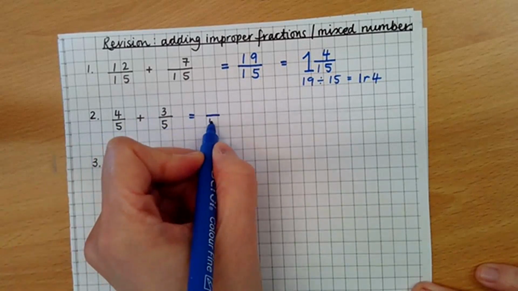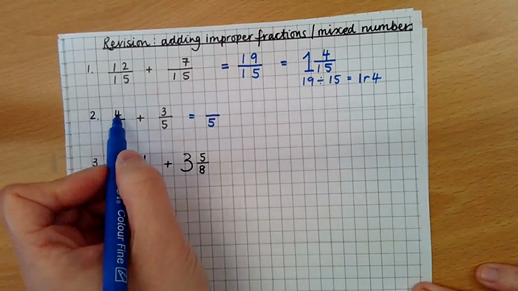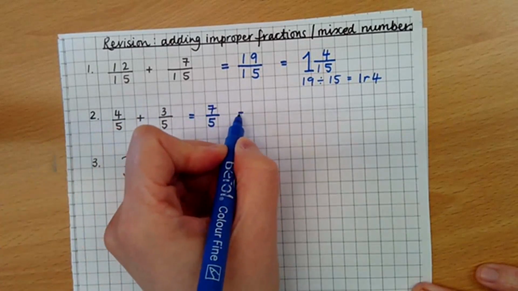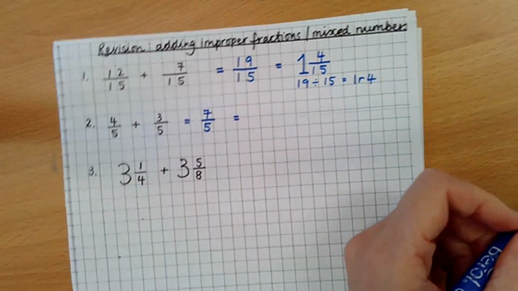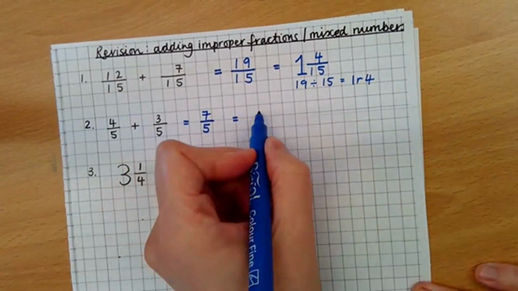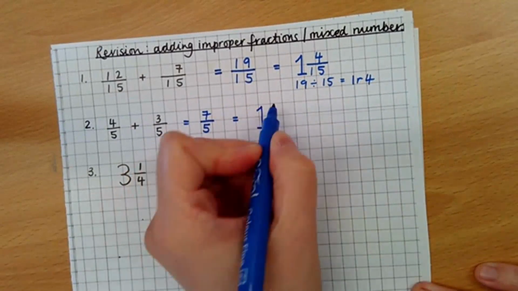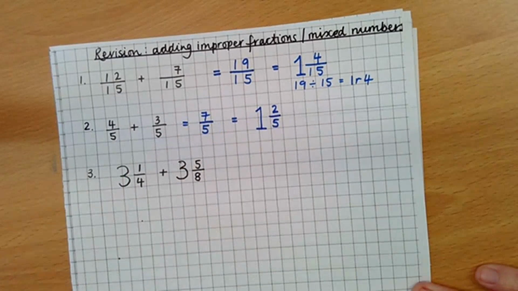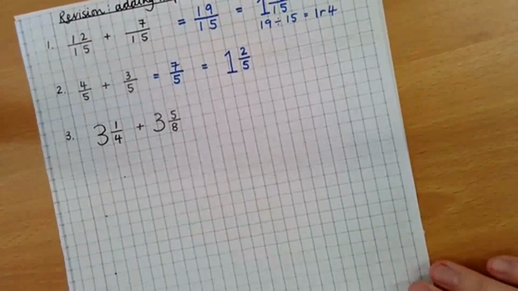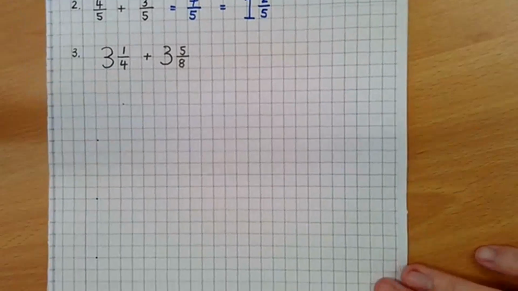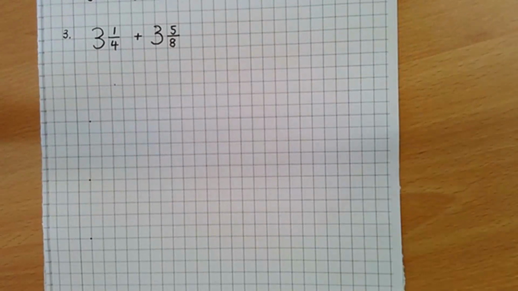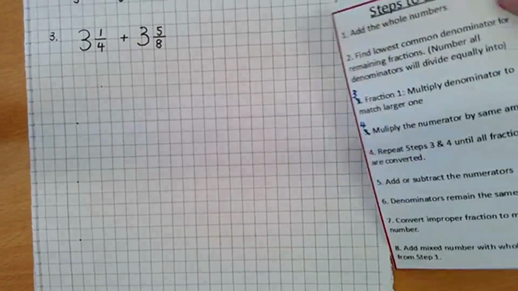Our denominators don't change, so that will be 5. 4 plus 3 equals, good. And can you tell me what the mixed number would be? And excellent, 1 and 2 fifths, well done. Right, so now let's take a look at this. We have 2 mixed numbers, 3 1/4 and 3 5/8.